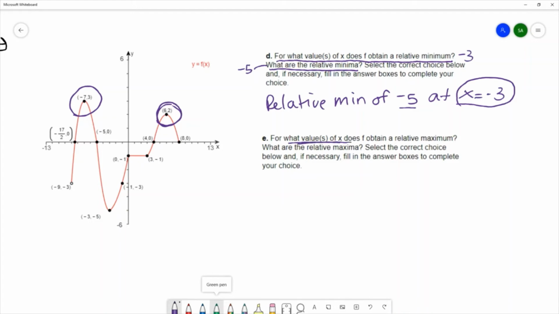So for the first one, we have at x equals -7, a relative maximum. The second one occurs at x equals 6. And what are those relative maximum? Those relative max are at x equals -7, it's 3. And at x equals 6 is 2. So this function has two relative maximums.